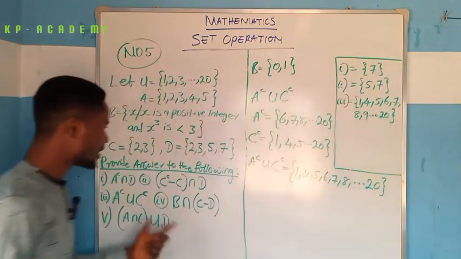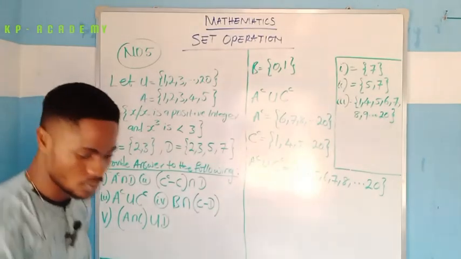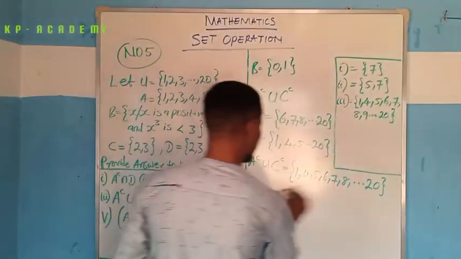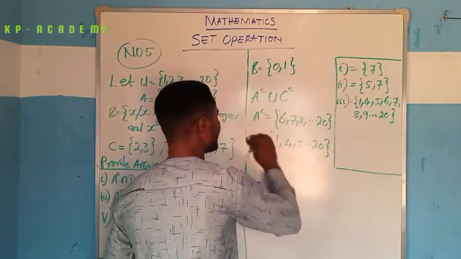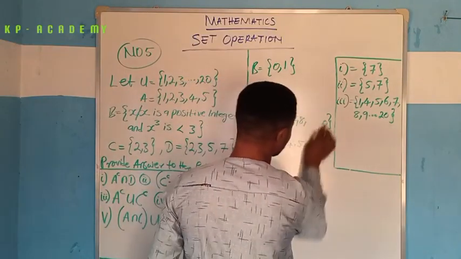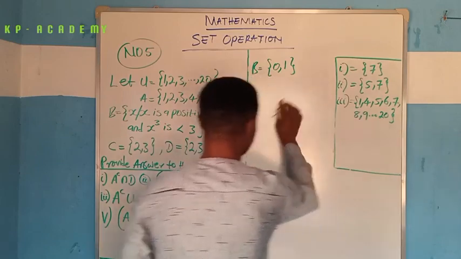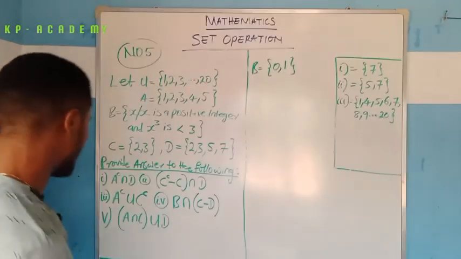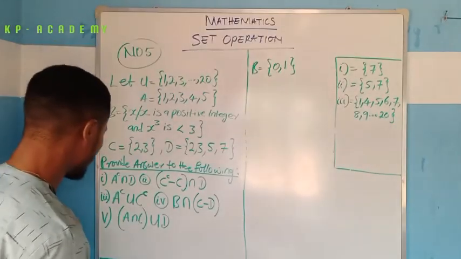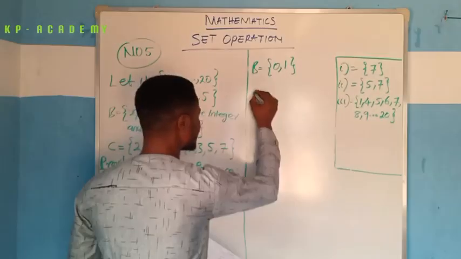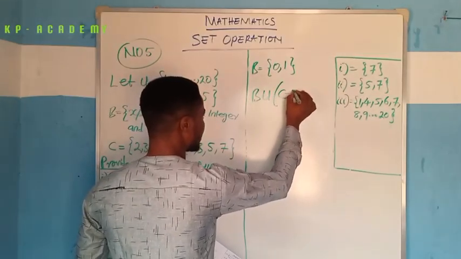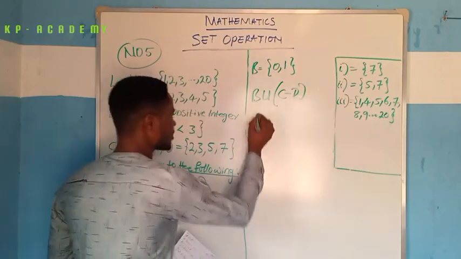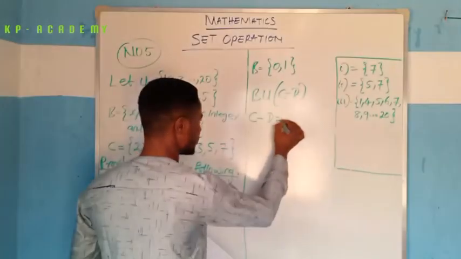Okay, now let's quickly tackle the next question, which is the IV part of the question. Please do well to take the notes. Very, very important. Okay, the IV part of the question says B union C minus D. First, let us look for C minus D.